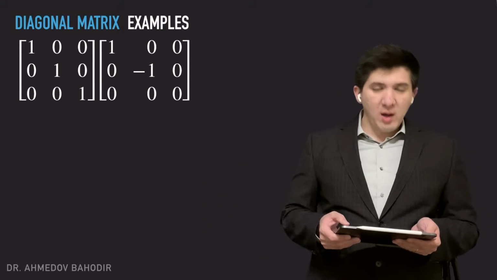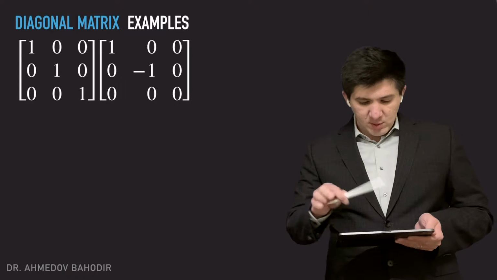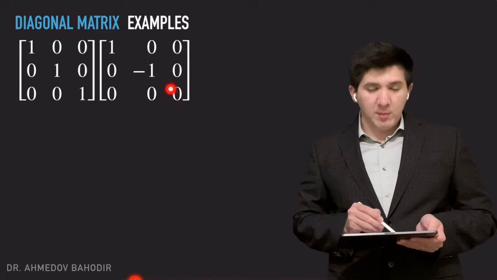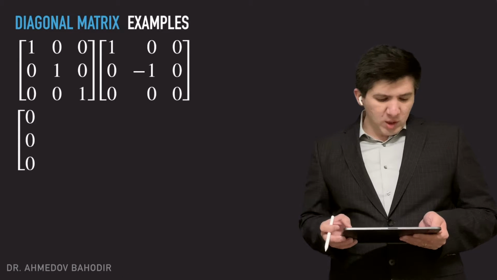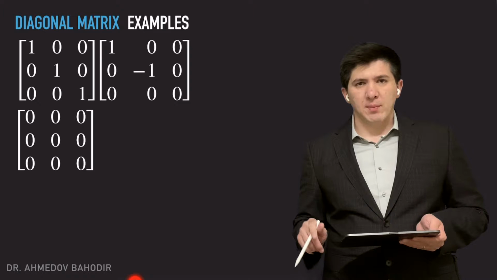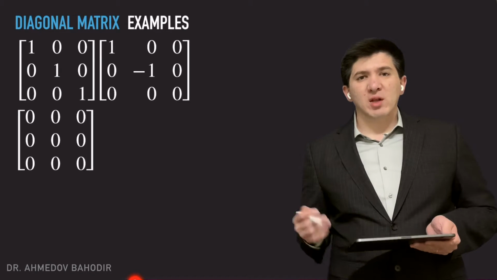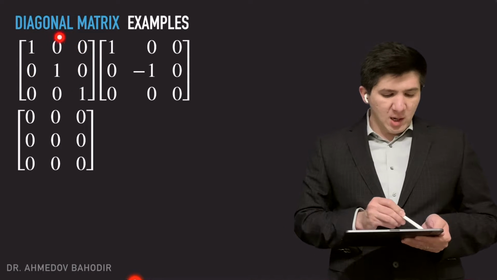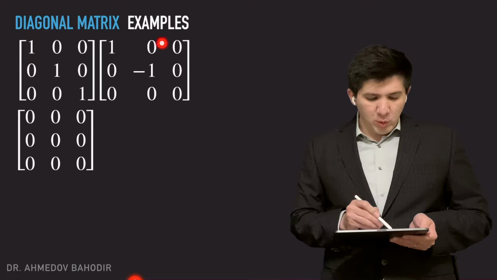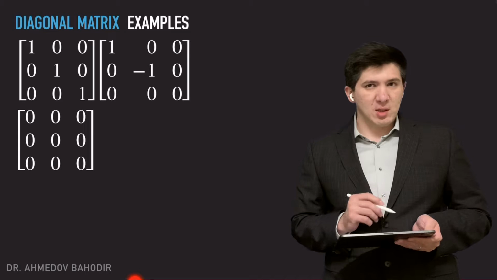For example, the identity matrix is a good example of a diagonal matrix, but it is possible that one of the entries on the diagonal might be equal to zero, or it is possible that all of the entries on the diagonal might be equal to zero. So now I would like to try to understand what kind of operation this diagonal matrix does.